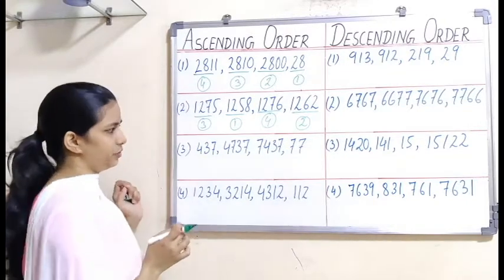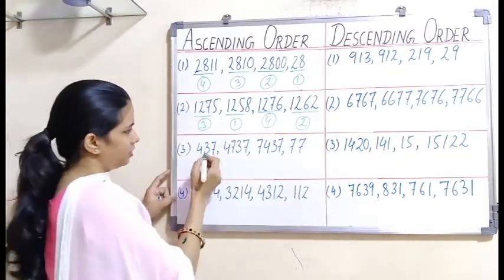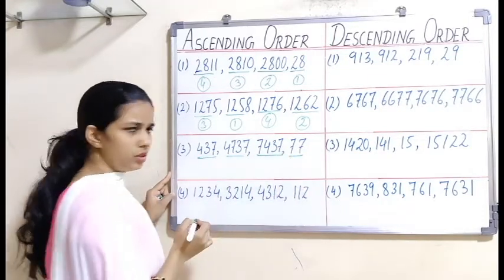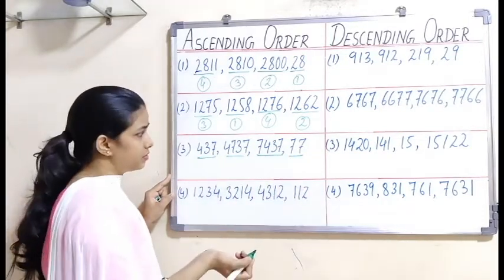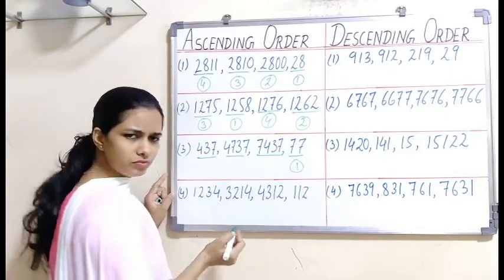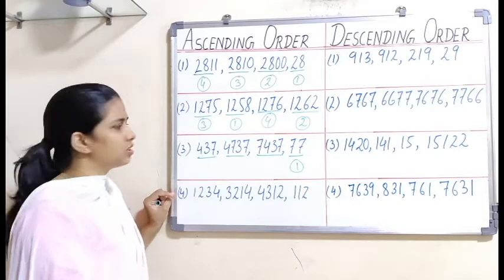Similarly, in this one, we see that this is a 3 digit number, then 4 digit, 4 digit and then a 2 digit number. So the easiest way is we number this as 1, since it's a 2 digit number, so obviously the smallest of all.